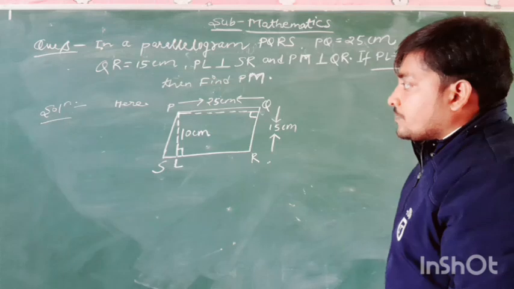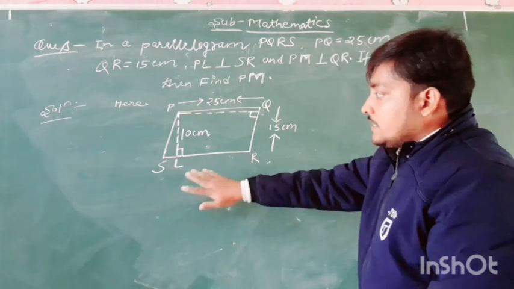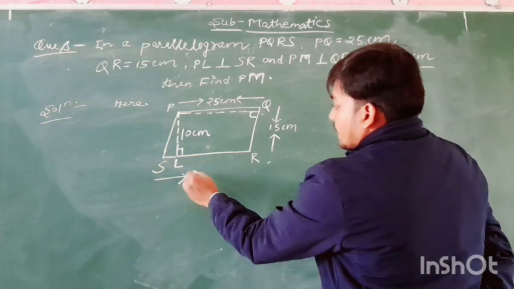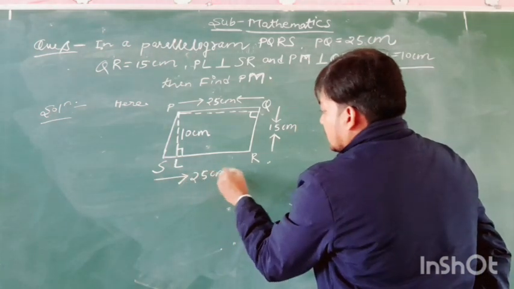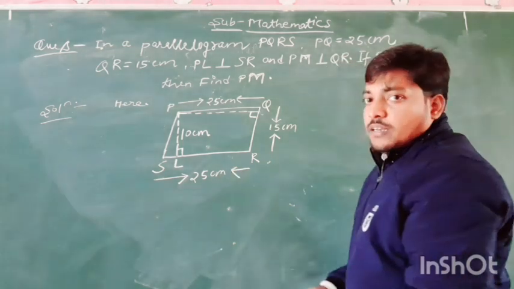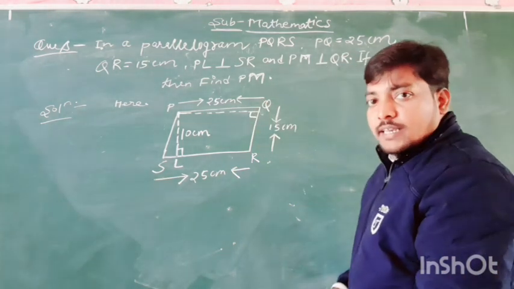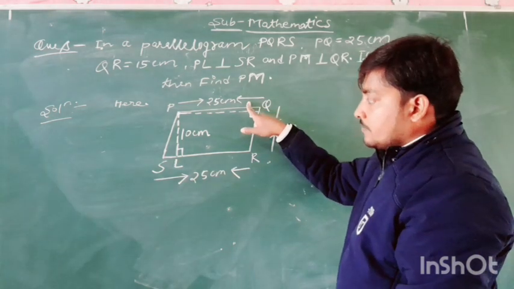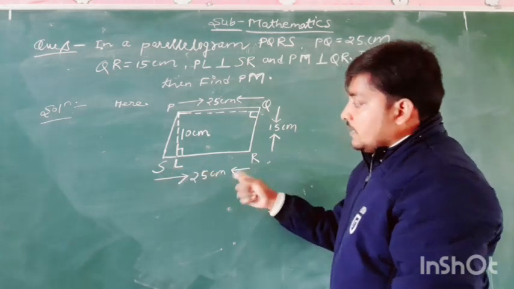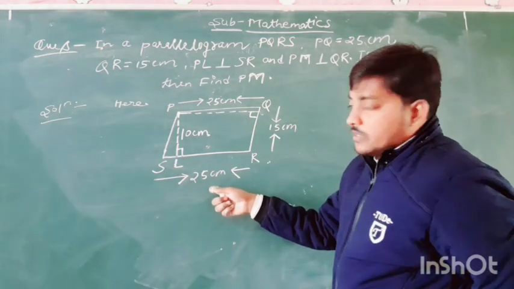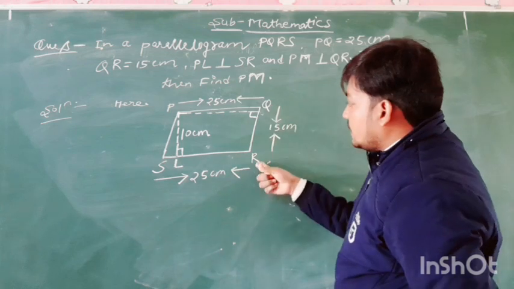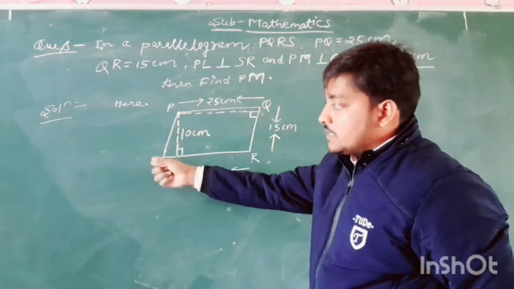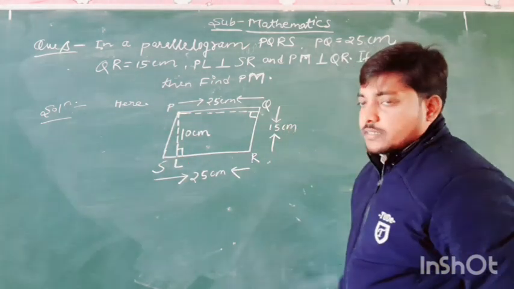In this problem, we let the base SR be 25 centimeter, because in the parallelogram opposite sides are parallel and equal. So if PQ is equal to 25 centimeter, then SR will also be equal to 25 centimeter, and QR is 15 centimeter, then it will also be equal to PS, which is 15 centimeter.